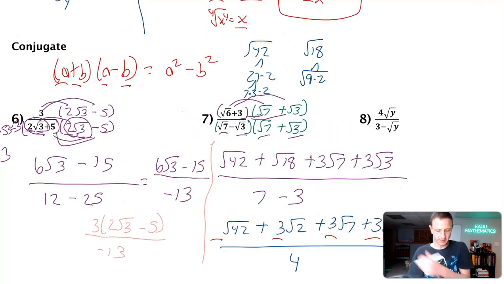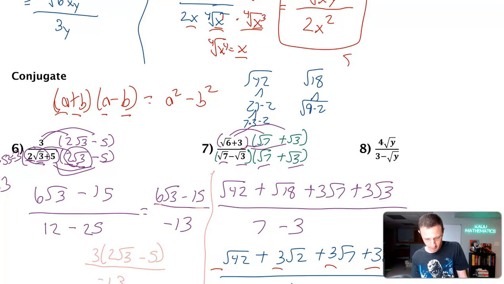Let me do number 8. I'm going to move this up a little bit. I'm going to do number 8 up here, kind of running out of room. So number 8, we have 4 square root y divided by 3 minus square root of y.